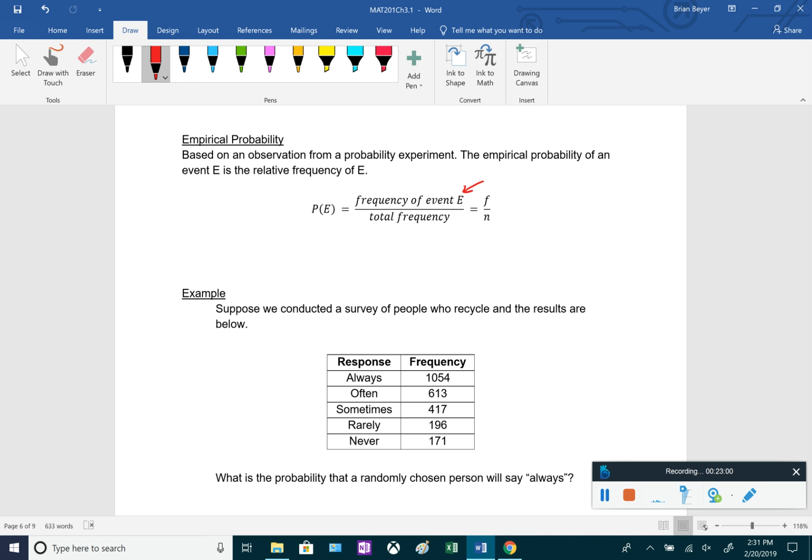So it's kind of the same concept, except we already have data and we're basing it off of the data from an experiment. So that numerator is essentially how many times E happened, how many times the event happened, divided by the total outcomes. So once again, just setting up a little fraction here.